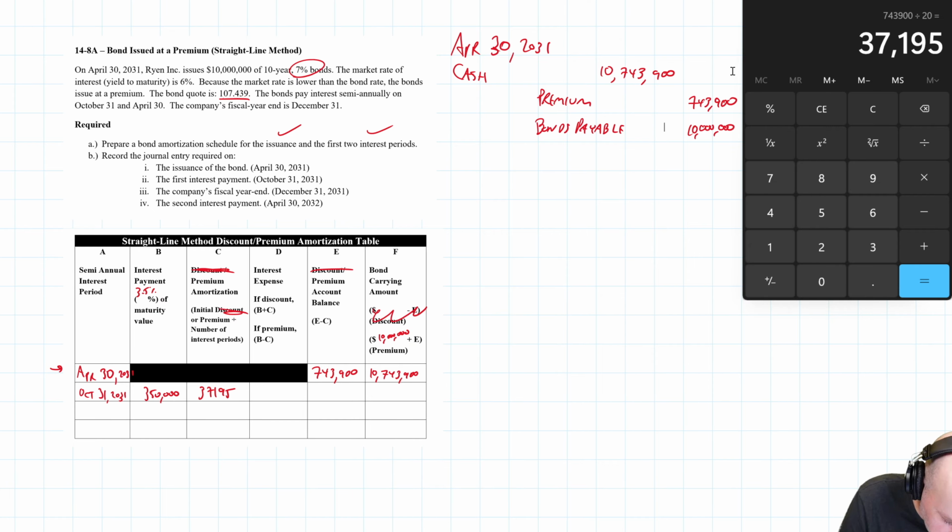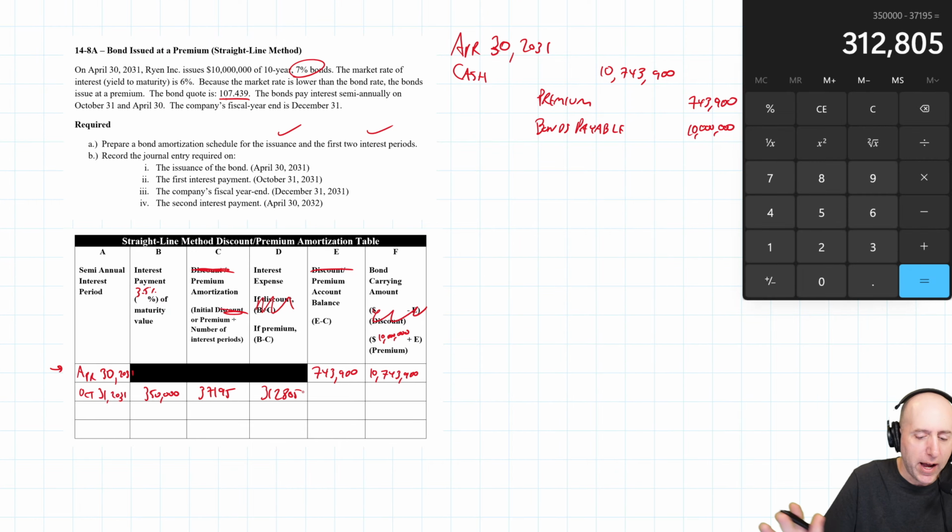Okay, so our interest expense then, B minus C, if premium, 350,000 minus 37,195, is 312,805. And the thing that makes it straight line is I can actually ignore the right 2 columns for now. I can do the April 30th, 2031 row, and I can do the rest of the bond right now because my payment, 3.5% of maturity, is 3.5% of 10 million, it's still 350,000. My premium amortization, the initial premium is still $743,900. The number of periods is still 20, so it's still $37,195.